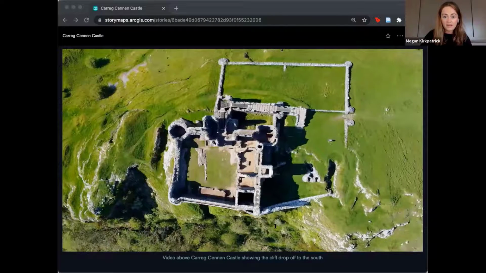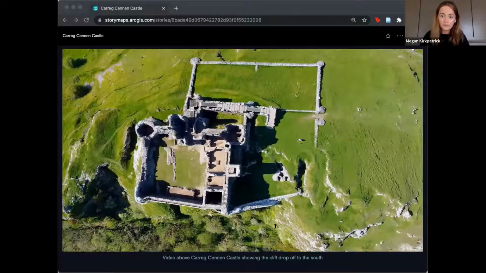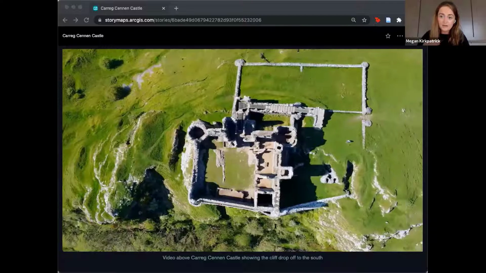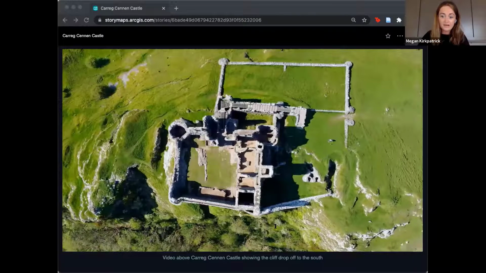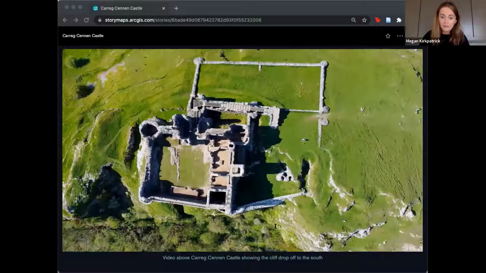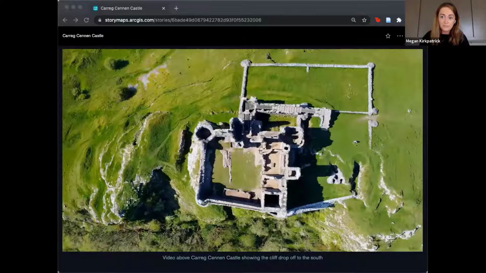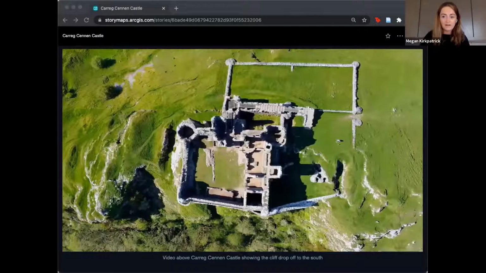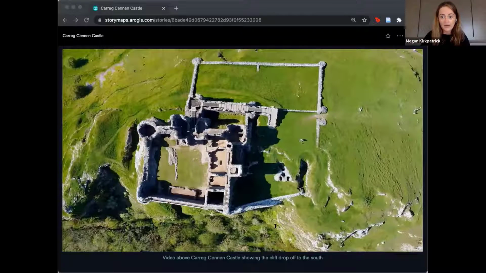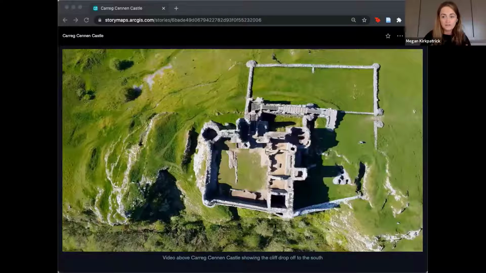So with Carreg Cennen, I have two key aims of this story map. So the first one was to link into my broader PhD research, which seeks to reprioritise and reintegrate the landscape within our understanding of the castle and political power. And I just felt very aware that whenever I visited pretty much any castle, we're told very little, if anything at all, about the surrounding landscape. And the interpretation boards focus heavily on the castle's architecture.